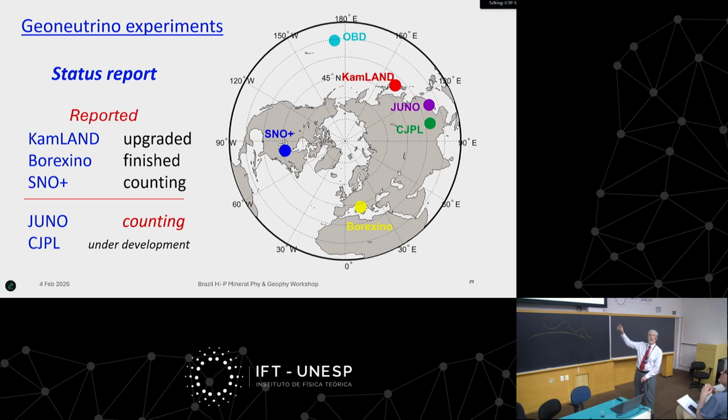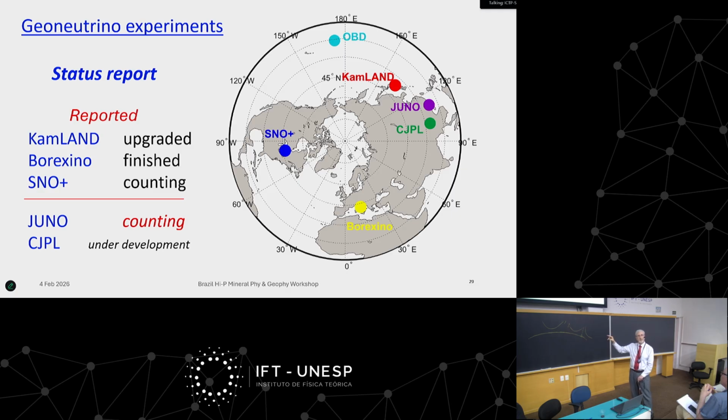The KamLAND Japanese experiment is a kiloton scale detector at 1.5 kilometers underground. The Borexino Italian experiment was 1/3 of a kiloton, 1.5 kilometers underground. The SNO Plus, a kiloton experiment, 2 kilometers underground. And the further you're underground, the better your background is, because of the muons coming through. Juno, 20 kilotons.